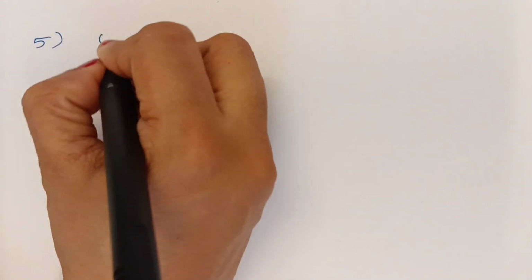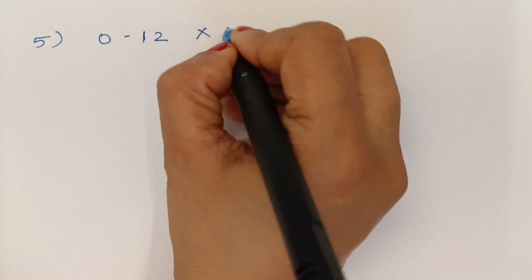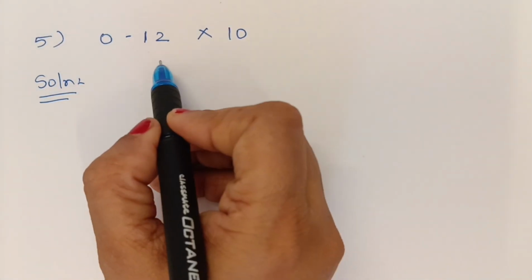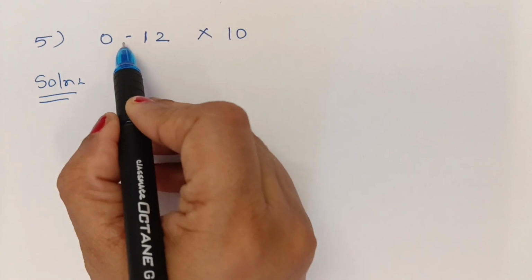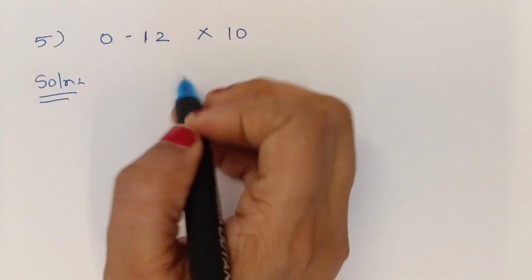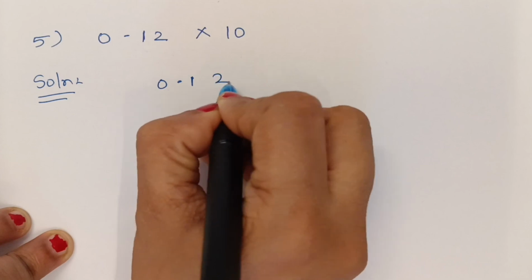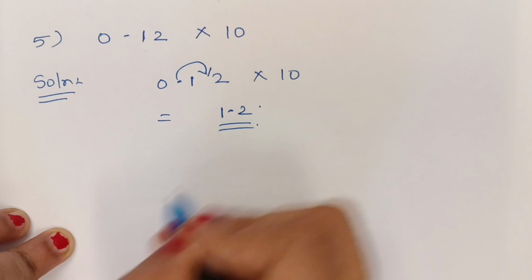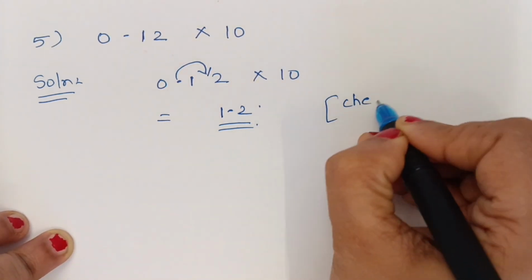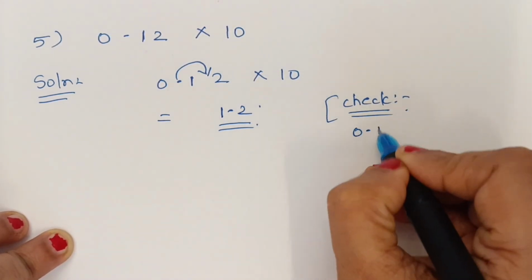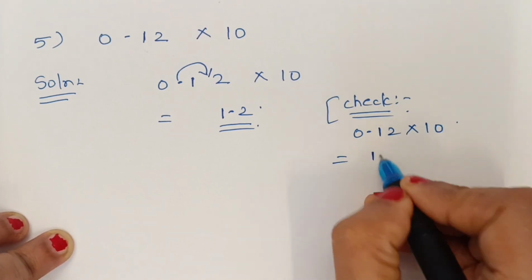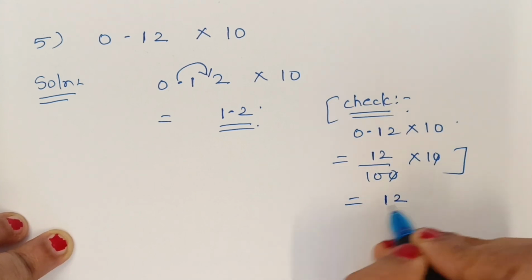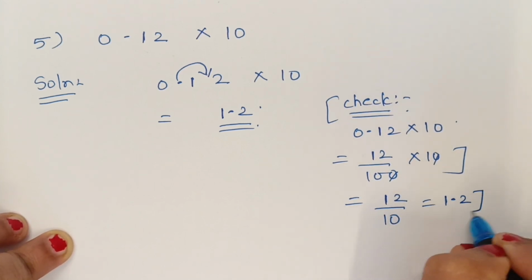Let's see the 5th question. 0.12 into 10. Now, how to do? If a decimal number is multiplied by 10, the decimal point shifts 1 place to the right. The decimal point shifts one place. So your answer is what? 1.2. If you want, you can check also. No need to check. This is just for your explanation part. So 12 by 100 into 10. So your final answer is 12 by 10, which is 1.2.